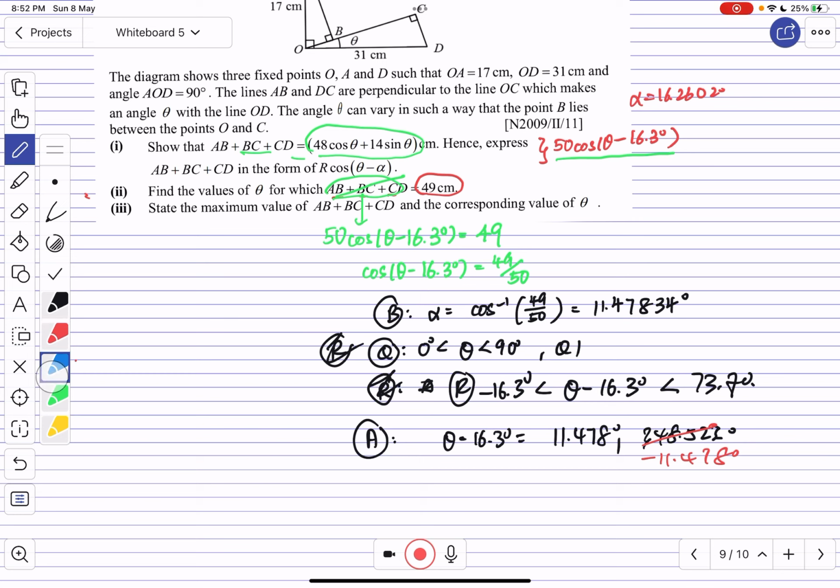So just be very careful that you always check both answers. You add multiples of 360 or you subtract multiples of 360 to ensure that you do not lose out any answer. Adding 16.3 over, this gives me 27.7 or 4.8. Okay, as the final answer for part 2.